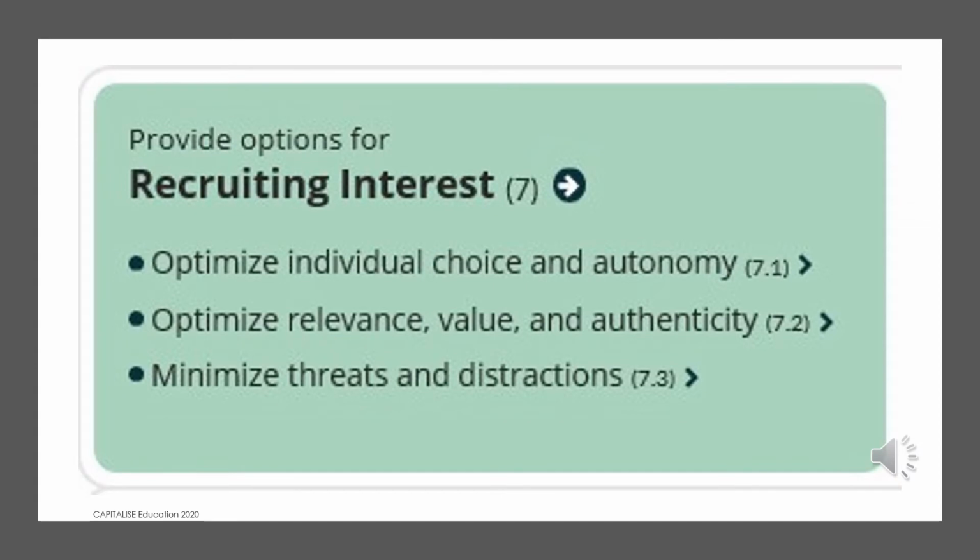The first guideline in the access layer of the Universal Design for Learning framework focuses on recruiting student interest. To achieve this, it encourages teachers during the planning, teaching, and assessment cycle to focus on the relevance of the learning for the students, connect to the students' individual choices and interests, and to think about what threats and distractions might exist in the classroom and to remove these as much as possible.